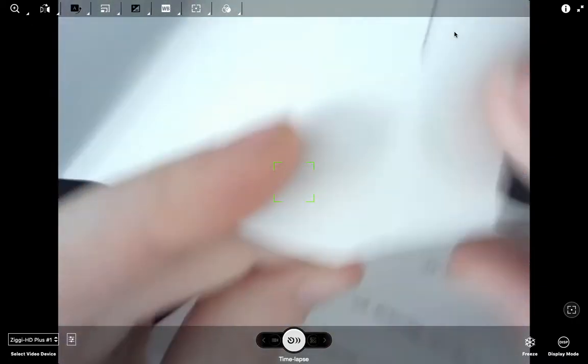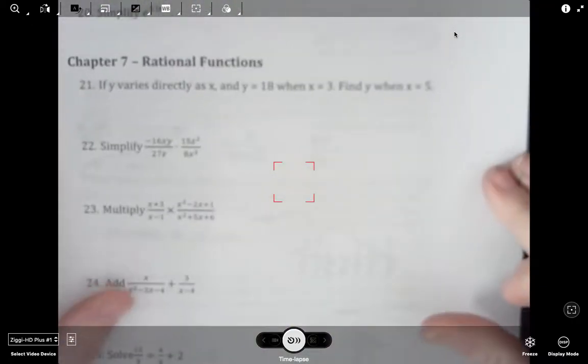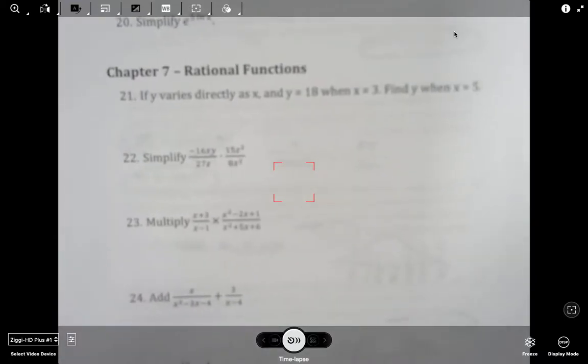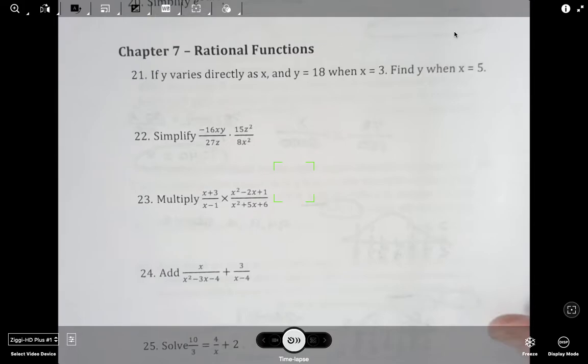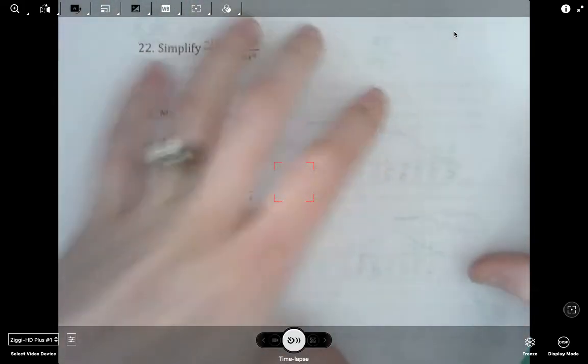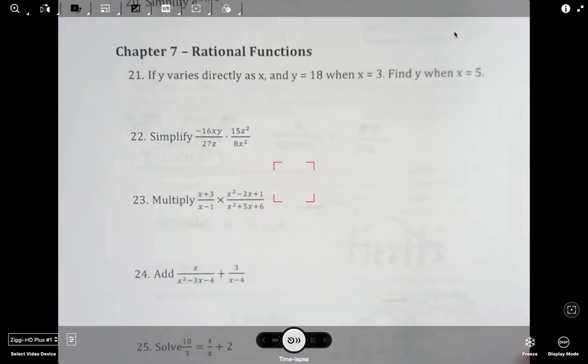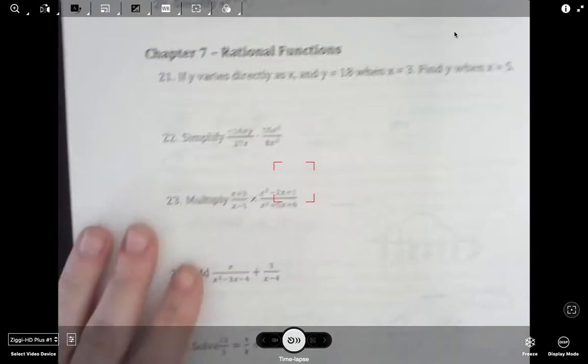Oop, wrong page. 7. Let's start at 21, and we'll work down. We stopped after we got this chunk done. We worked very, very slow. 6th period. So 21, y varies directly as x.